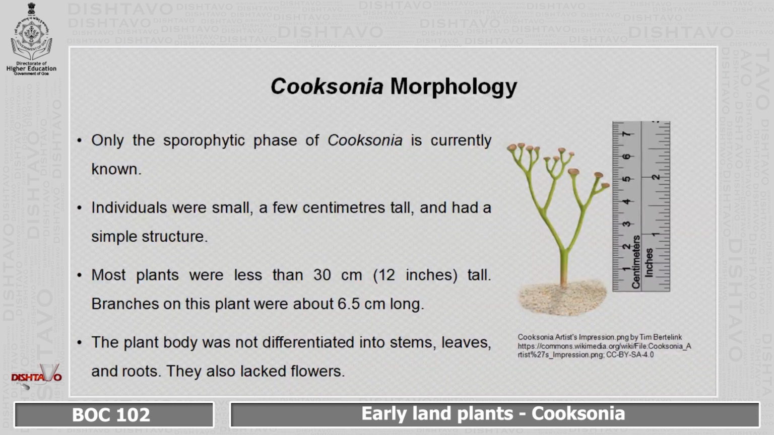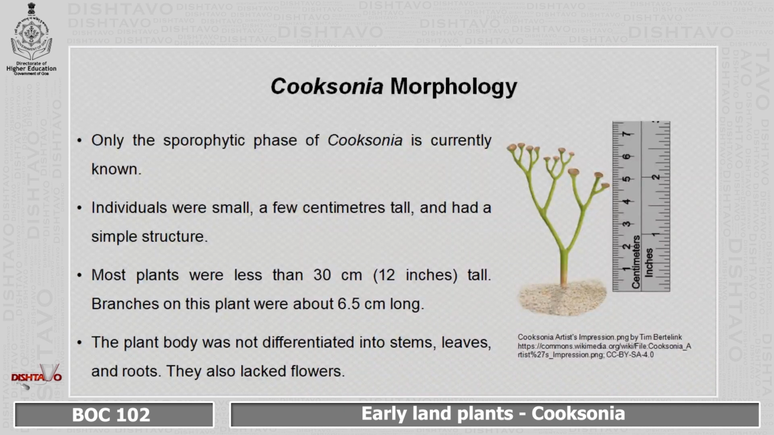So let's now summarize the whole thing. We have seen Cooksonia, where we saw that these are the early land plants. These early land plants were herbaceous colonizers of all moist habitats. These plants grew to a few centimeters but less than 30 centimeters in size. They were not differentiated into leaf, stem and roots. However, they had an aerial stalk which was dichotomously branched.